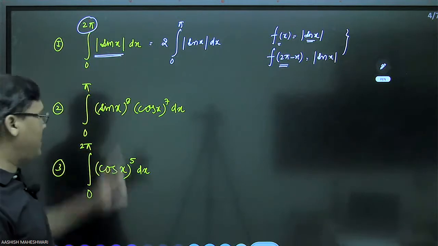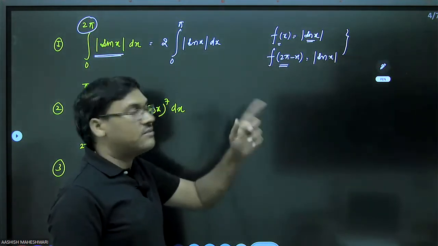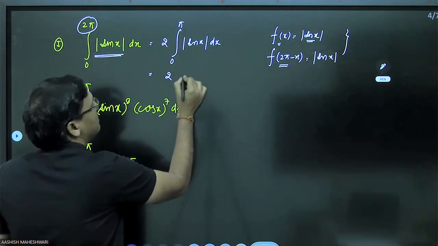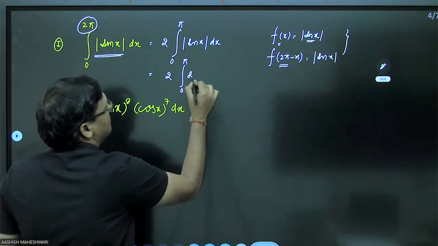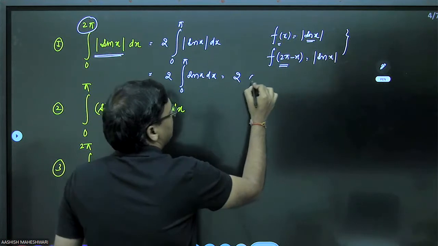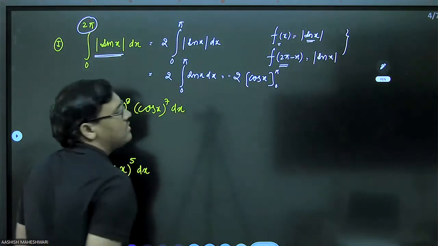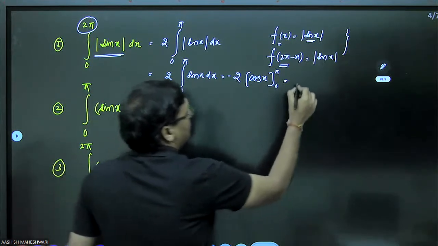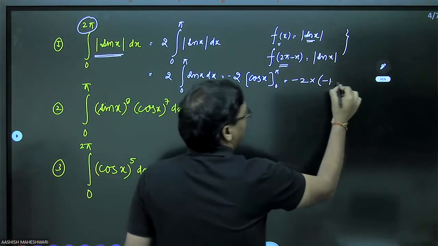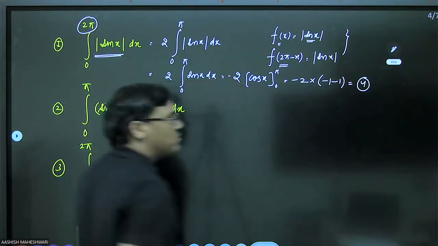What I have done is, I have applied the first definition, that is if f of x is equal to f of 2 pi minus x, f of 2a minus x, then this is 2 times the integral 0 to a. Now we know between 0 and pi, this is equal to sin x only. So this is the integral 0 to pi of sin x, and now you can easily integrate this. This is 2. What is the integration of sin x? This is minus cos x, and I can put the limit 0 to pi. So what is the answer? This is minus 2 into cos pi minus 1, cos 0 again minus 1. So you can say this value is equal to 4. So that is the answer for this question.